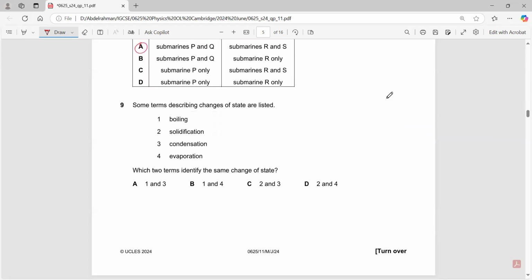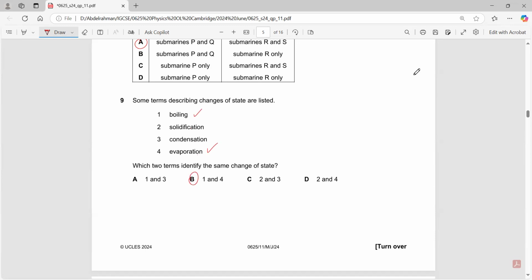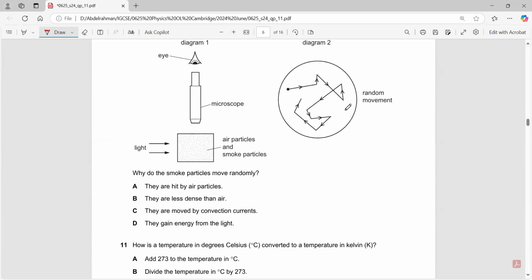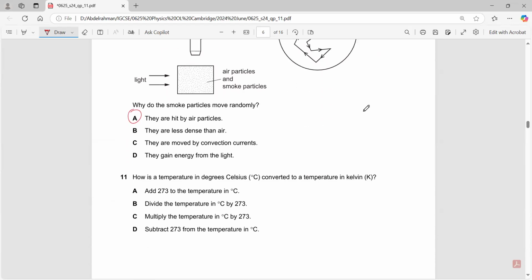Some terms describing changes of state are listed. Which two terms identify the same change of state? Boiling, solidification, condensation, evaporation. Yes, boiling and evaporation. Why? Because you're changing from liquid to gas. Question 10. Random motion of the particles, Brownian motion. Why do the smoke particles move randomly? They move randomly due to the air particles hitting them. They are hit by the air molecules.